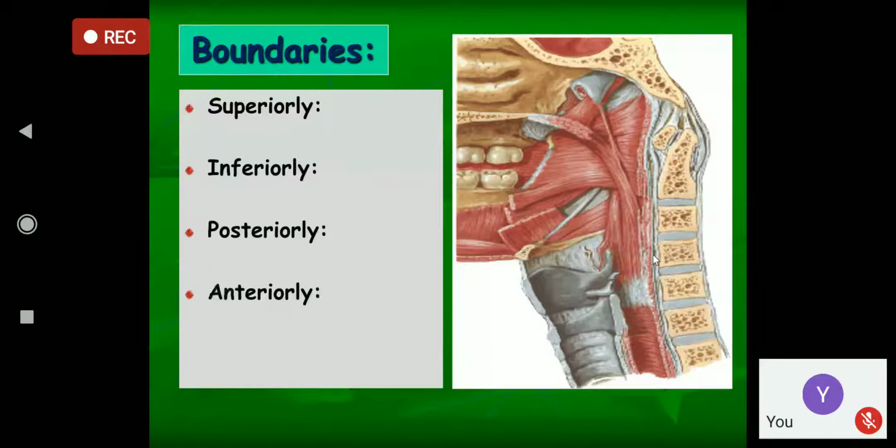Now, next one is anteriorly. So, anteriorly, what is there? This whole is the pharynx.